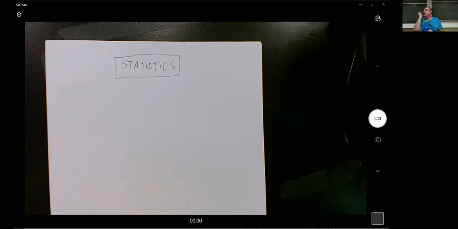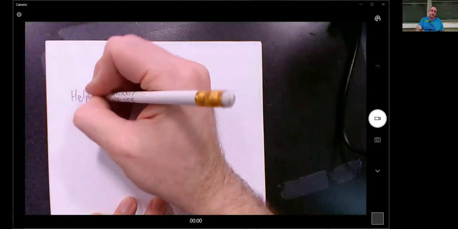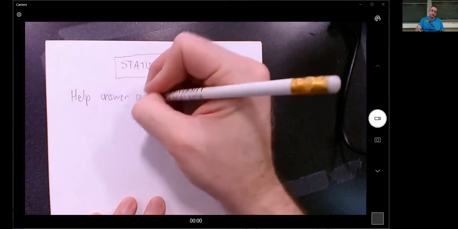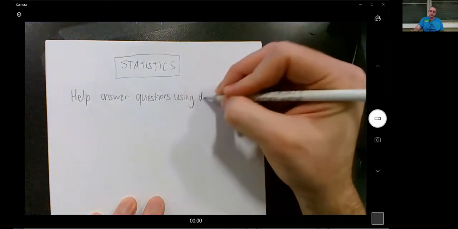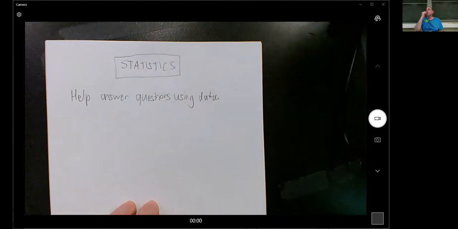I don't know what your lecturer has told you about statistics, but my experience helping people from all over the university is that the reason we have statistics as a discipline is in order to help everyone else answer questions. The point of statistics is to help answer questions using data. That's what it's for. And it pretty much never answers the question you really want.